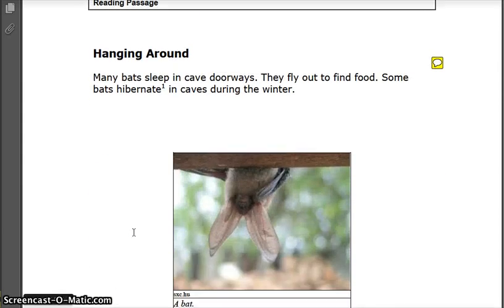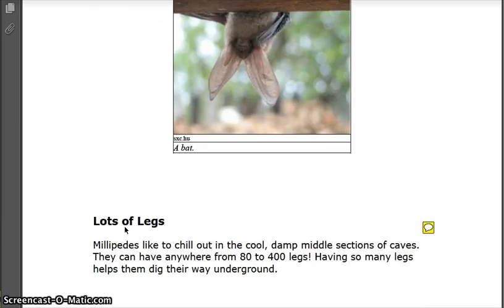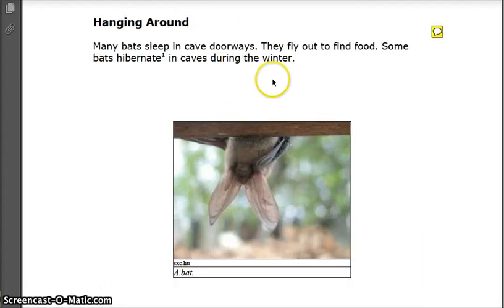Let's keep reading. Many bats sleep in cave doorways. They fly out to find food. Some bats hibernate in caves during the winter. So we learned about what hibernating means, and if we look at the bottom, it means to pass the winter sleeping or resting. So we learned that bats hibernate.